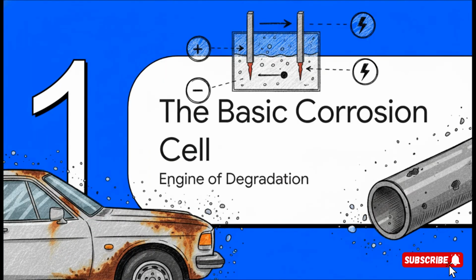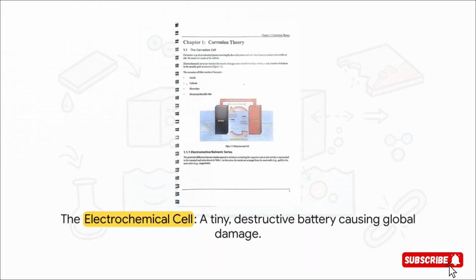You have to realize every single spot of rust you've ever seen, every pit in a pipeline, it all starts with this one single concept: the basic corrosion cell. Think of it like a tiny little engine of destruction, and it's got 4 essential parts that all have to be there for corrosion to even get started. And this diagram right here, this is the heart of it all. The best way to think about it is like a tiny, destructive little battery.